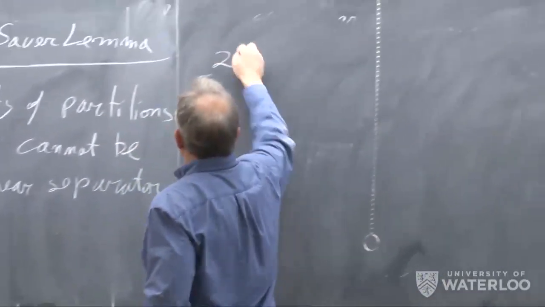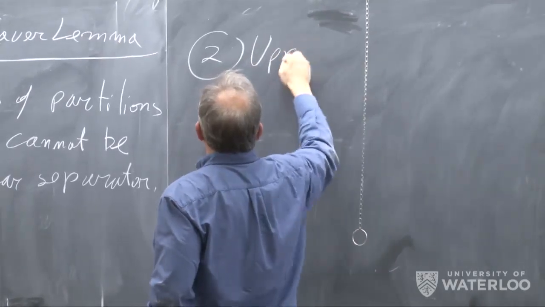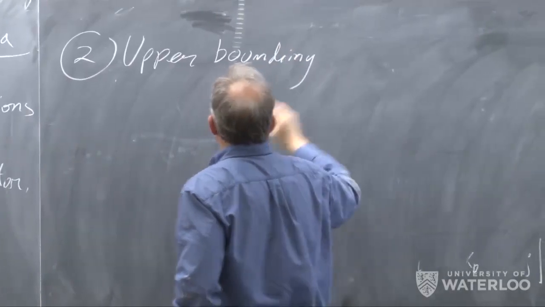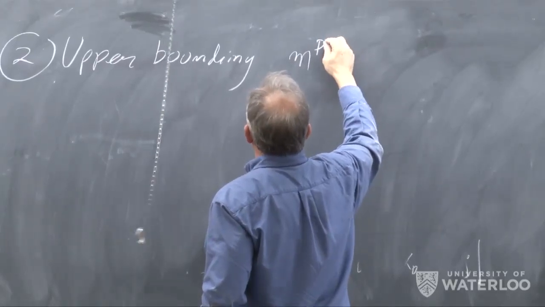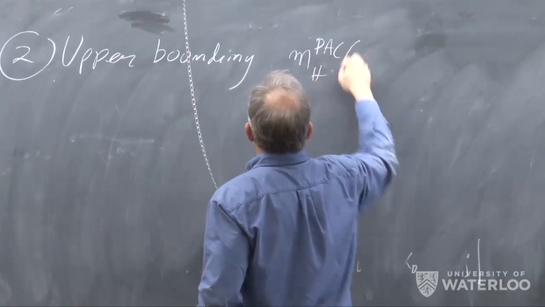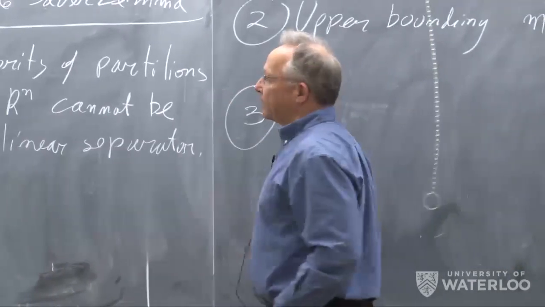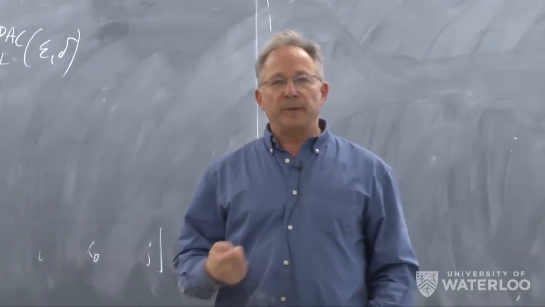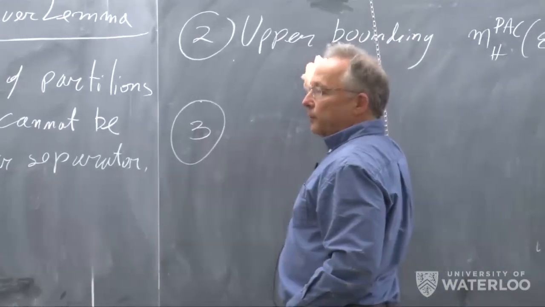The second consequence is what we are going to focus on next, and this is upper bounding the sample complexity of PAC learning H with epsilon and delta. Even before that, the Sauer Lemma also gives us a nice tool for bounding the VC dimension of complex classes. So I'll just hint in this direction, and then I'll move to the proof here.